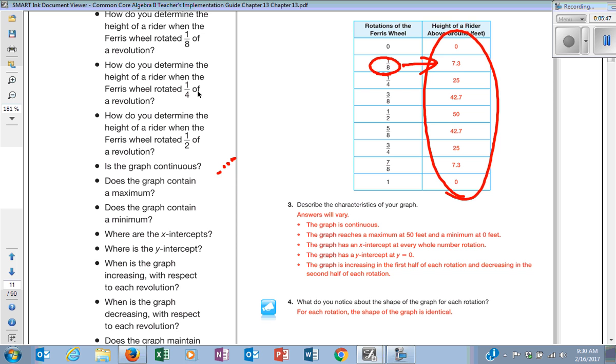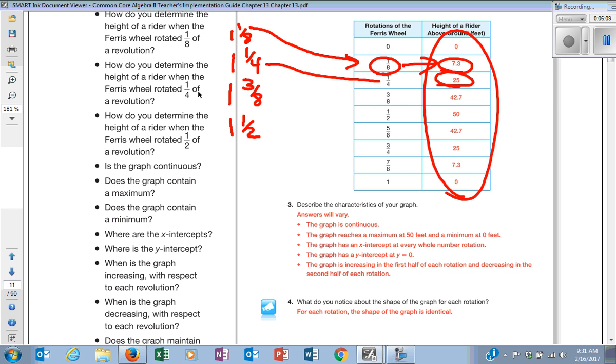It would repeat the same exact values if I did 1 1/8, 1 1/4, 1 3/8, 1 1/2. All these values that were right here, this Y would go with that one, this would go to this Y, and this would go to this Y, because a full rotation just means the interval repeats. You're going to be at that same height.